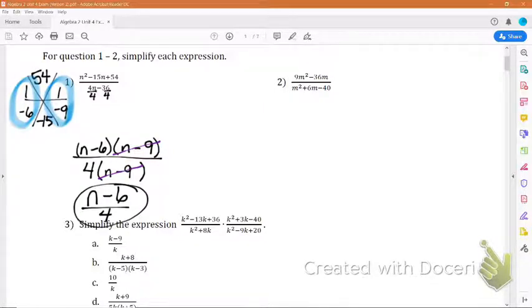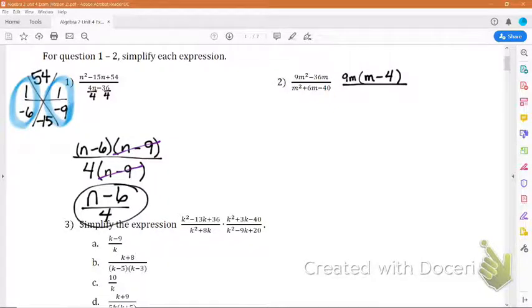Question number 2 is really similar, except they flipped it. Greatest common factor is now on the top, asterisk is on the bottom. So for my greatest common factor of the top, looking at those two terms, 9m squared minus 36m, they have 9m in common. So if I divide both terms by 9m, 9m squared divided by 9m, first term divided by 9m is just m. And then negative 36m divided by 9m, the m's will cancel, so just negative 36 divided by 9, negative 4.